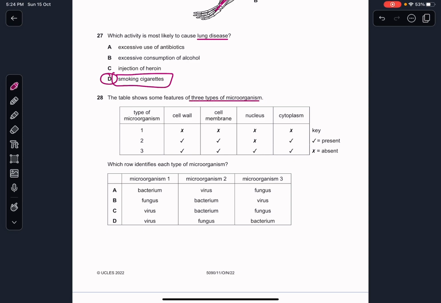The table shows features of 3 types of microorganisms. Which row identifies each type of microorganism? The first microorganism does not have a cell wall, does not have a cell membrane, no nucleus and no cytoplasm. This can only be a virus. So the answer would be virus. So we're going to cut out A and B.